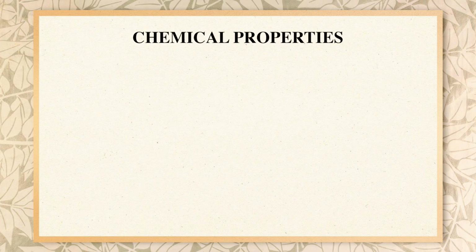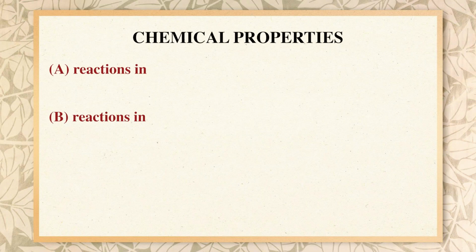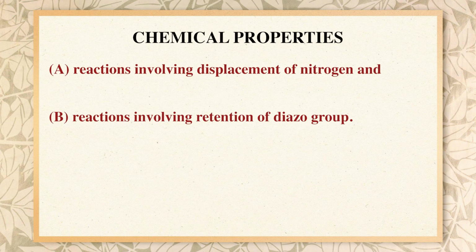Now, let us discuss its chemical properties. The reactions of aryl diazonium salts can be sorted into two classes. The first one is reactions involving displacement of nitrogen. Here, many reactions of benzene diazonium salts involve the displacement of the diazonium group, as nitrogen is an excellent leaving group. Second, the reactions involving retention of the diazo group.